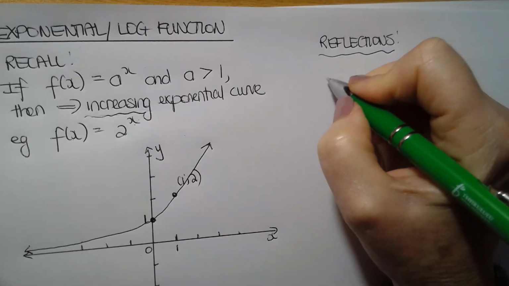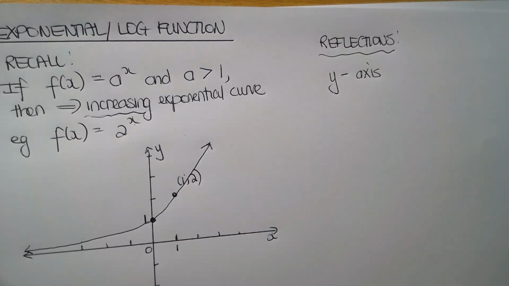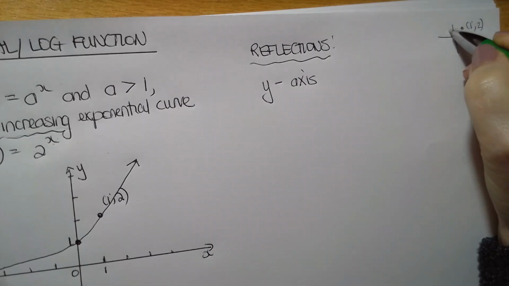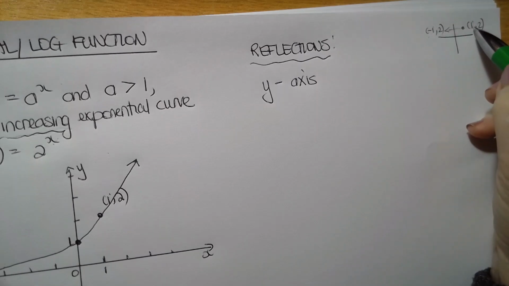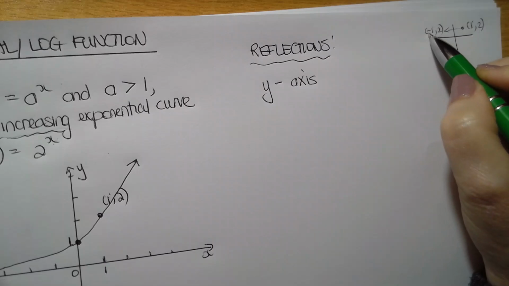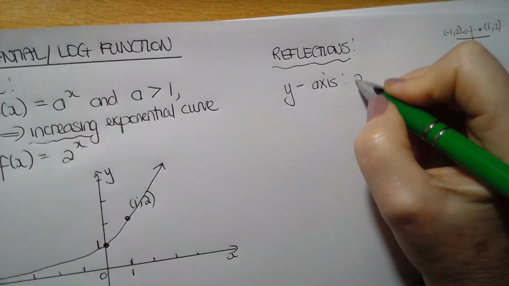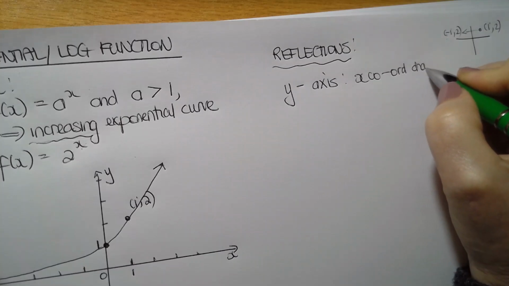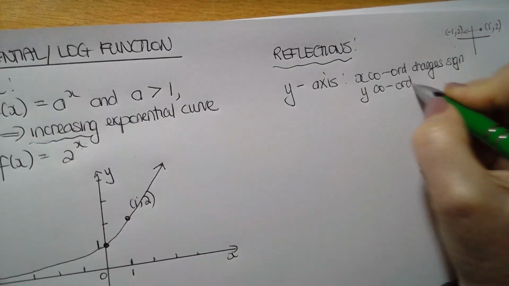Well, first of all, we reflected around the y-axis. And when we reflected around the y-axis, if you just think about it, if I just do a little sketch over here, if you have the point 1, 2 and you were to reflect over the y-axis, it would become minus 1, 2. So what actually happens is the x-coordinate changes sign. Okay, so if you reflect around the y-axis, then the x-coordinate changes sign, and the y-coordinate stays the same.